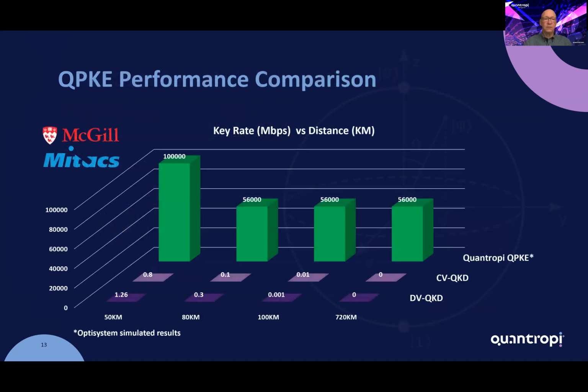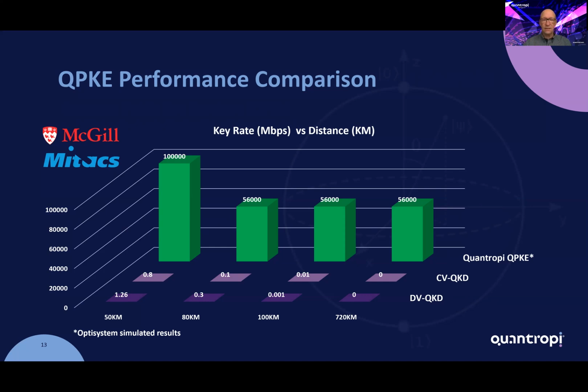In fact, we've been working with McGill University and Mitex to analyze this, and using industry standard simulation, we're getting at the industry standard 50 kilometers, 100 gigabit key rates compared to 1 megabit. Out to 700 kilometers in the simulations, 56 gigabits. Everyone else, nothing, right? Even if we're off by a factor of 10, we're a factor of 1,000 better than what state of the art is right now. And the exciting news is McGill University and Quantropi are building this out in a physical demonstration lab even as we speak. So stay tuned, and we'll be able to show this to you live and back up these optimizations and these simulations with real world proof and data.